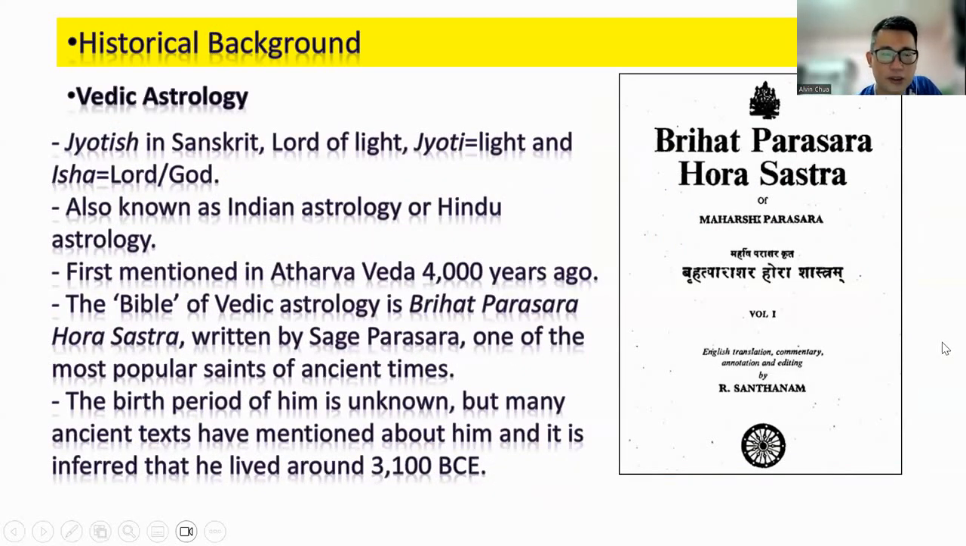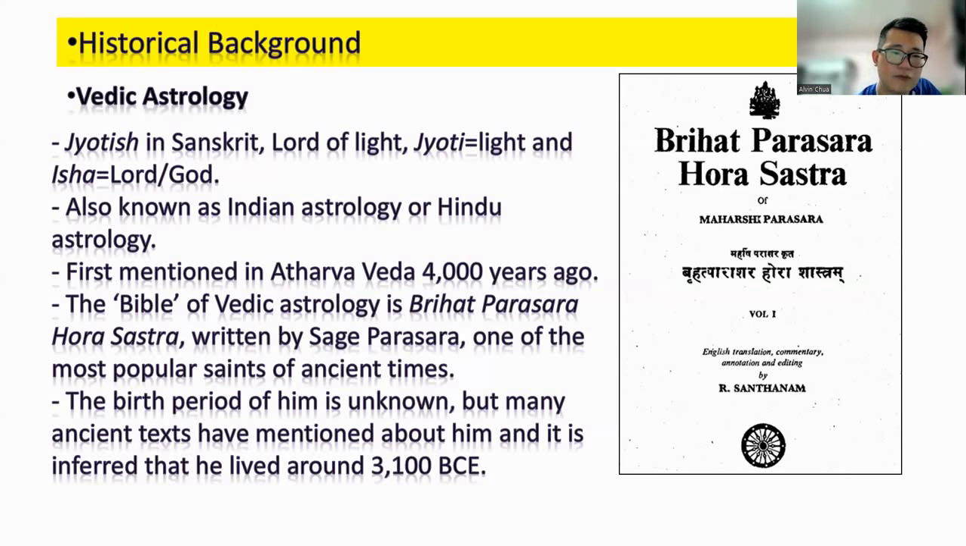Then for Vedic astrology, in the old days it is called Jyotish, made up of 2 Sanskrit words. One is Jyoti, which means light, then Isha, which is Lord or God. So together it means Lord of Light, but a lot of people explain it as a study of light. So what light is this referring to? It's referring to lights from the planets in the solar system and their impact on people on Earth, the humans on Earth.